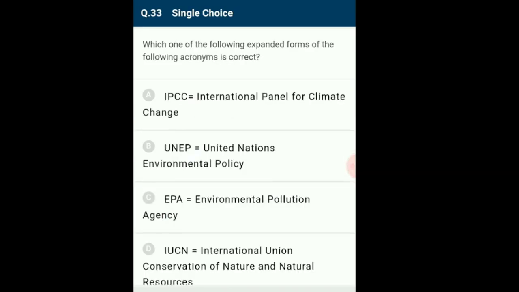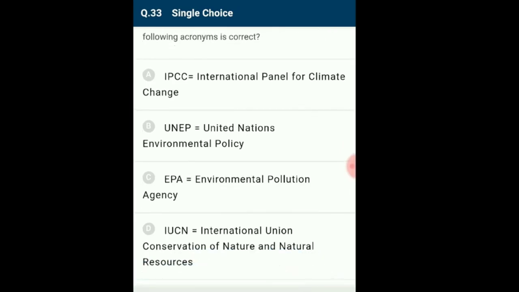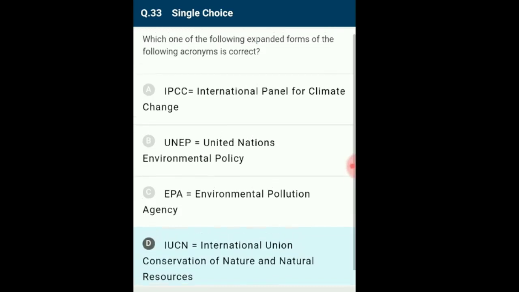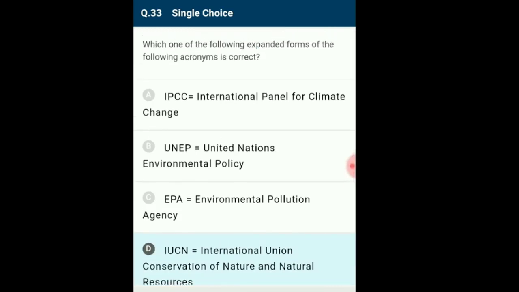Question number 33. Which one of the following expanded forms of the following acronyms is correct? IUCN, International Union for Conservation of Nature and Natural Resources. IPCC, Intergovernmental Panel on Climate Change. UNEP, United Nations Environment Programme. EPA, Environmental Protection Agency. So the answer for this question is option D, IUCN, International Union for Conservation of Nature and Natural Resources. That is correct about the acronyms.